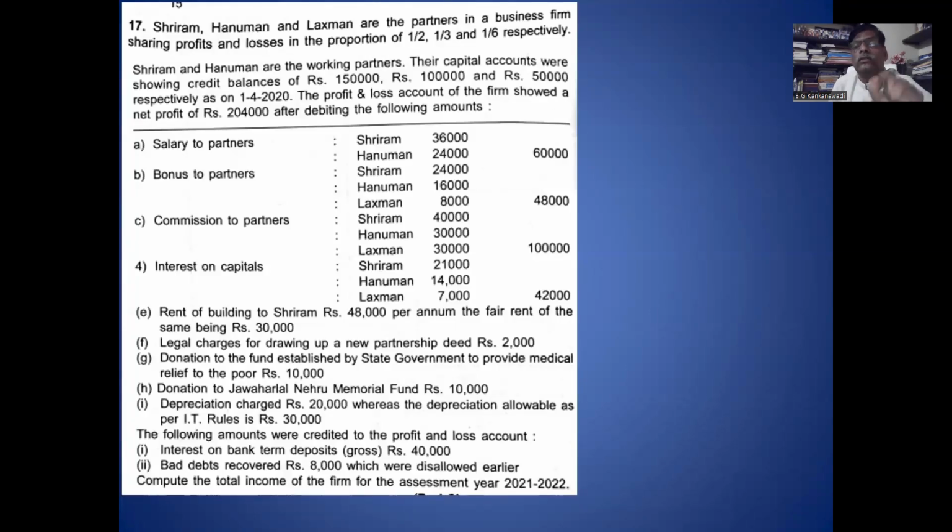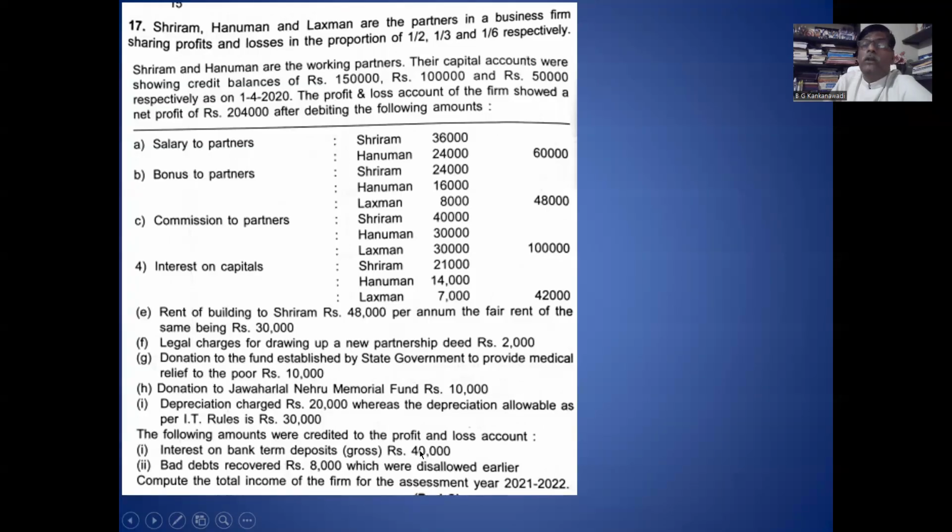Depreciation you charged is 20,000, but as per income tax rules, depreciation is 30,000. So you have charged less depreciation, so additional depreciation you have to charge. Additional depreciation is an allowable expense. That is, you have charged 20,000 now, and another 10,000 depreciation must be charged. That is allowable. Where does it come? It comes under less.